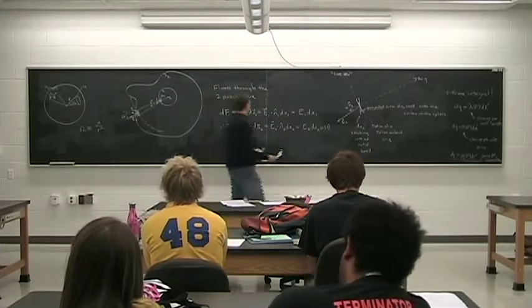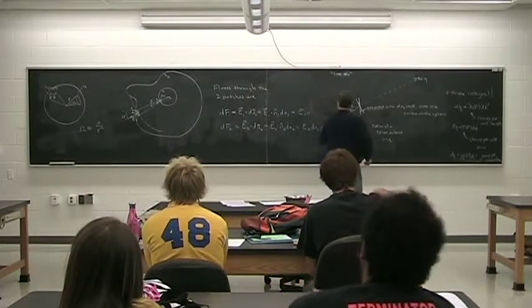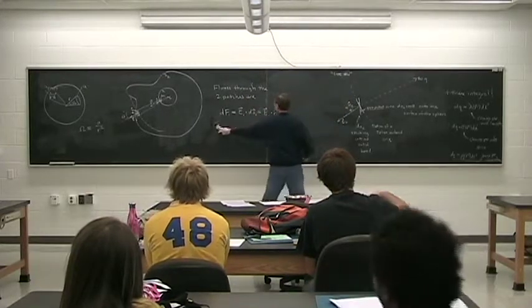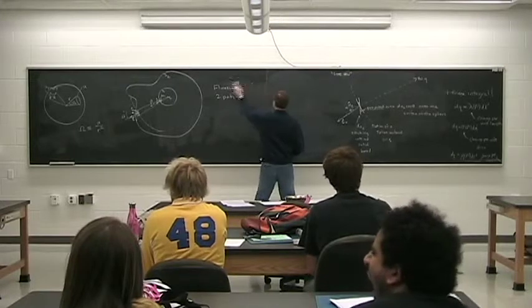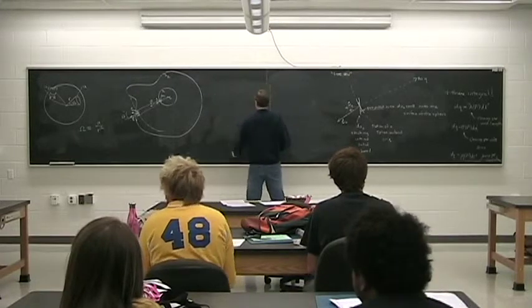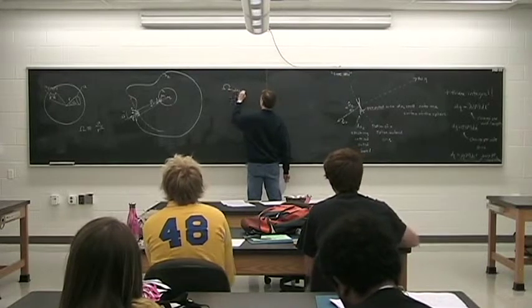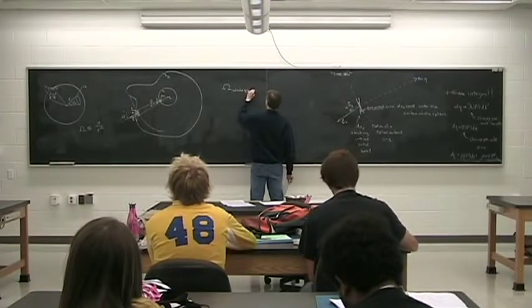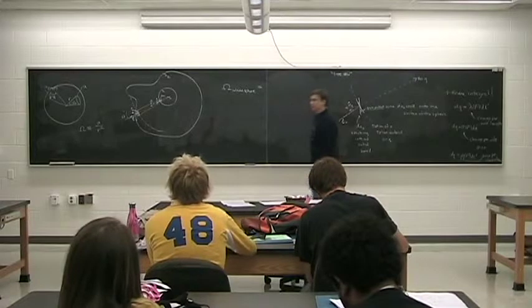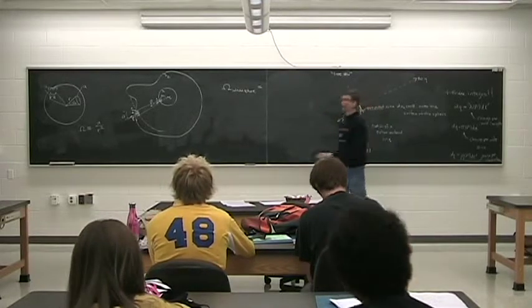So, if I want the solid angle for the whole sphere, well, that would be the area of the whole sphere divided by R squared.